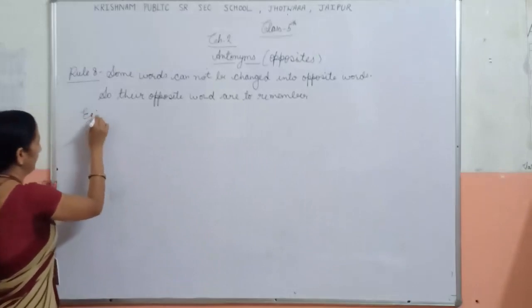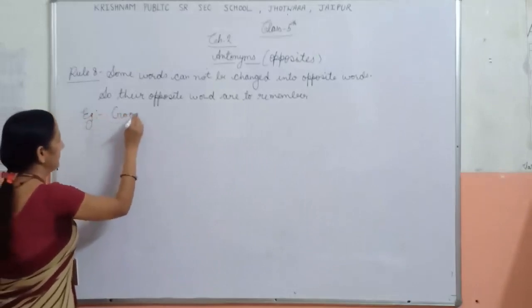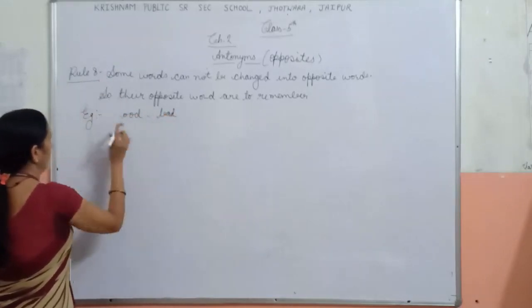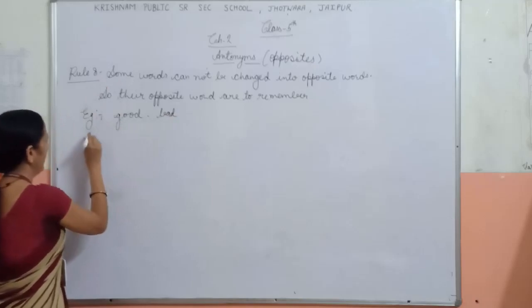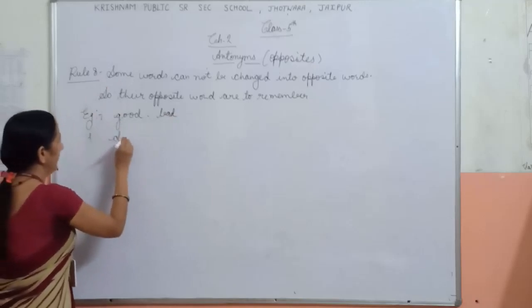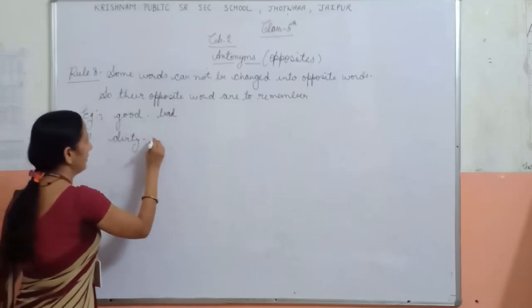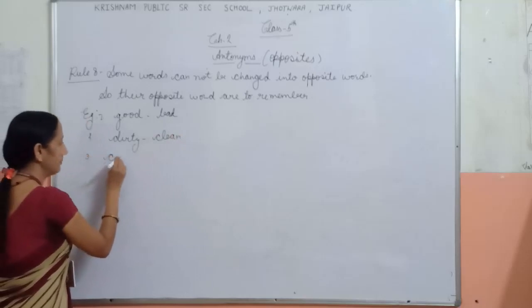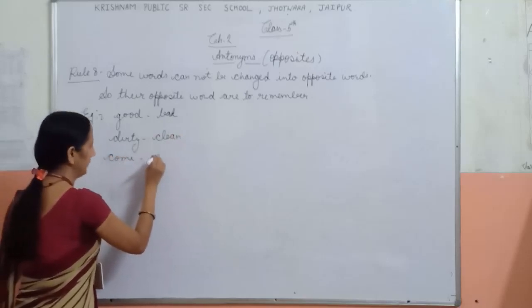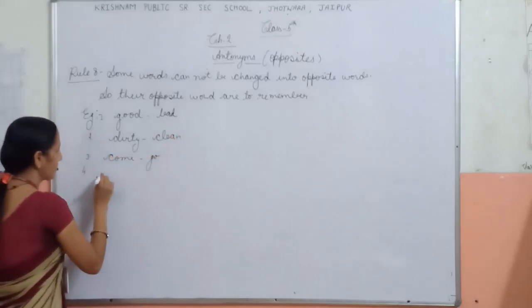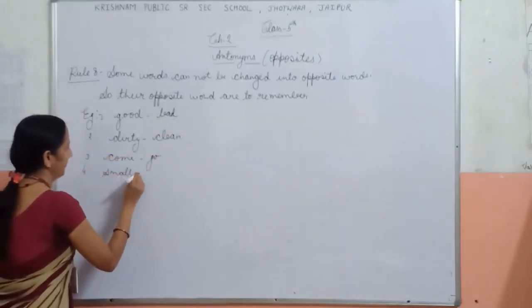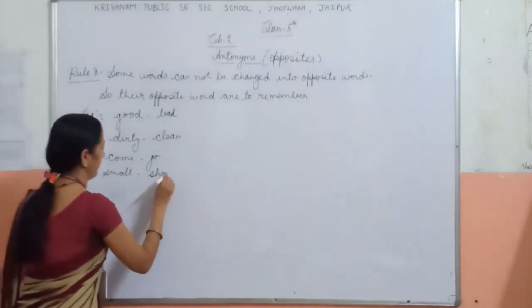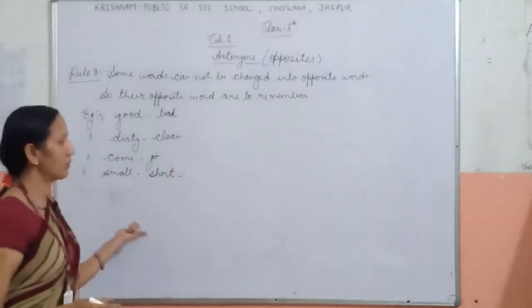Example: good, bad. Second is dirty, clean. Short, etc. Here are many opposite words.